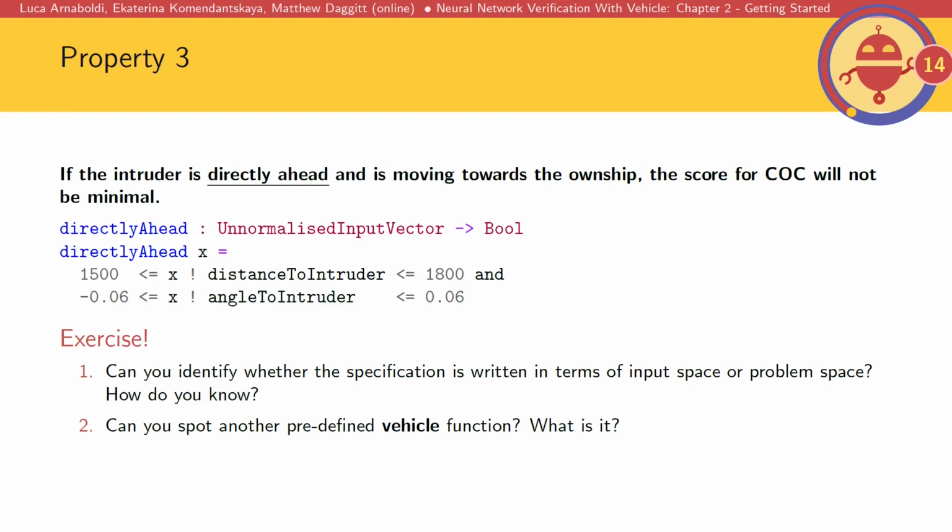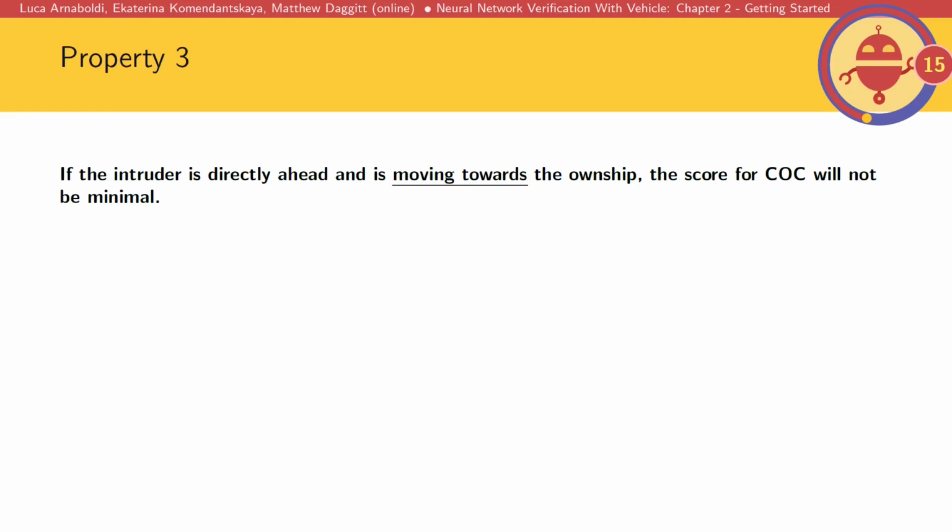Wow, this is a very simple question. You think it's very clever, but it's not. Can you spot another predefined vehicle function in this code? It's a very easy function. And yes, it's a Boolean and. Okay, well done. So first we defined directly ahead.